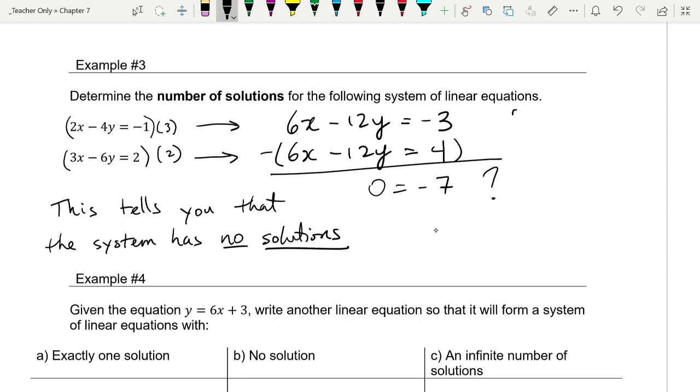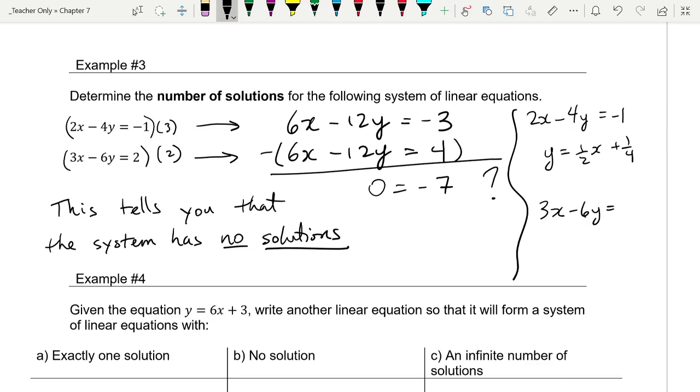And again, an alternate strategy could be, I could have just taken the two equations and rearranged them. That'd be y equals 1/2 x plus a quarter. And then take the second equation, 3x minus 6y equals 2, and rearrange it, and I'd get y equals 1/2 x minus a third.